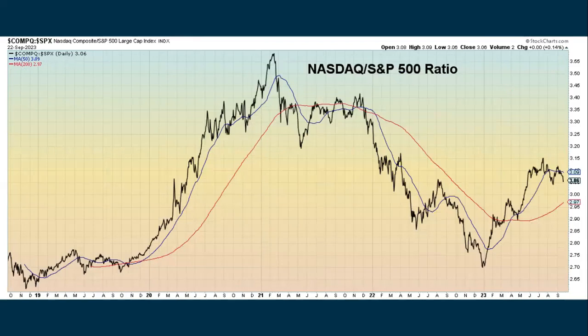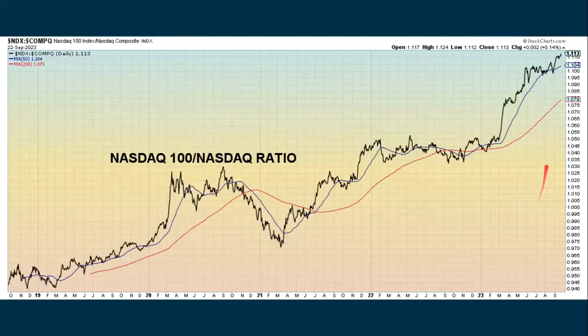We look at the NASDAQ, which has done quite well in 2023, and compare it with the S&P, which has also done well, and it continues to outperform. When we look at the NASDAQ, even though both have been doing okay, the NASDAQ 100 continues to outperform the NASDAQ, even though this past week was pretty rough.